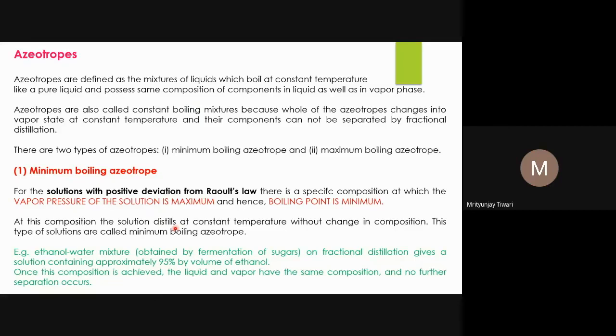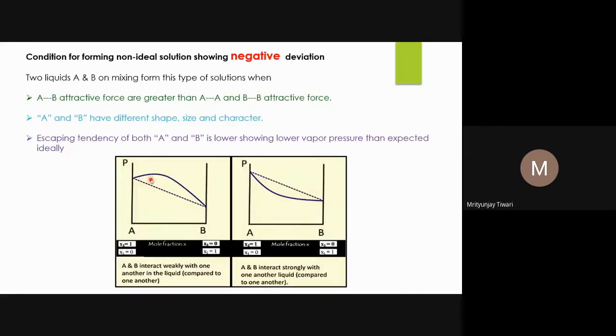At this composition, the solution distills at constant temperature without change in composition. As I said, this type of solution is called a minimum boiling azeotrope. An example of such a solution is the ethanol water mixture obtained from fermentation of sugar. On fractional distillation it gives a solution containing approximately 95% by volume of ethanol. Once this composition is achieved, the liquid and vapor have the same composition, and so no further separation occurs, which I have already explained.